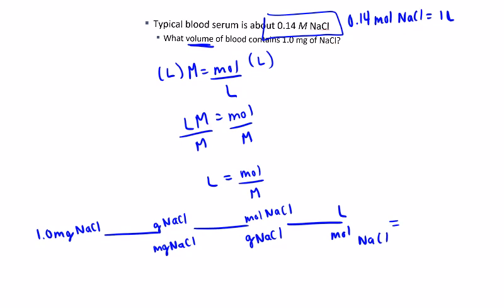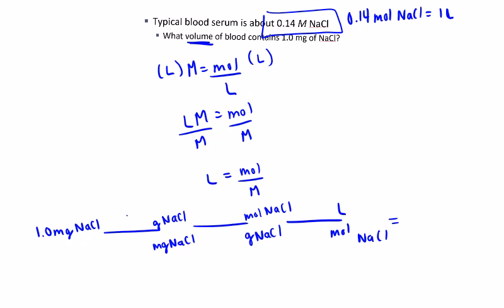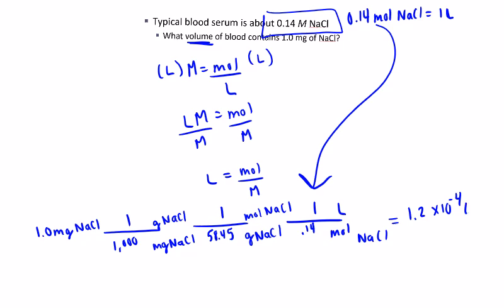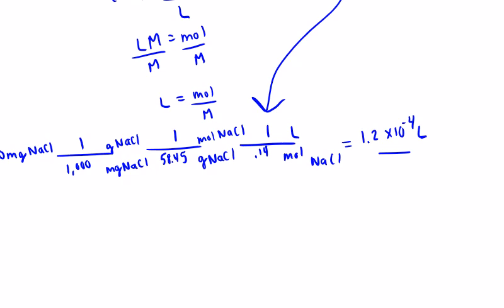If I think that it'll look prettier with milliliters, then I'll change it. Okay, so 1 gram is 1,000 milligrams. 1 mole is 58.45 grams. 1 liter is 0.14 moles as determined from the problem. And so that gives me, with sig figs, 1.2 times 10 to the negative 4 liters of solution. And so that's right, but you could also divide it by 1,000 and use 1.2 milliliters as an answer too. So it really just depends on what the problem's asking for.